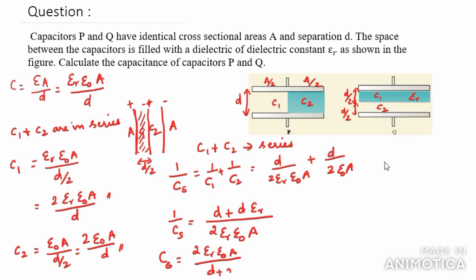Taking the common factor D outside, this can be written as 2 epsilon naught A by D into epsilon r by 1 plus epsilon r. So this is the capacitance of capacitor Q. That's all.